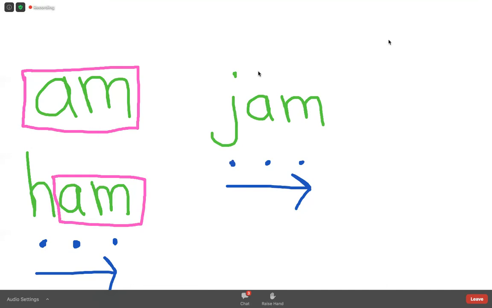Let's box in that A and M because we have to make it part of this am family here. So far we have 2 am words, don't we? We have, let's use our heart stamp. We have ham and we have jam.